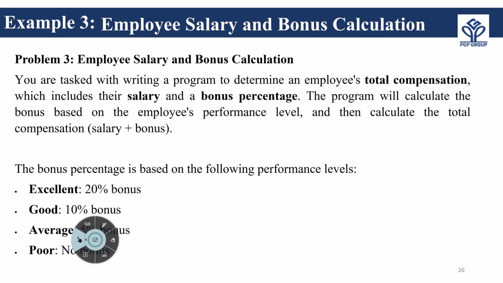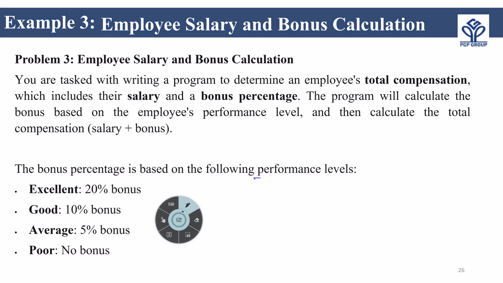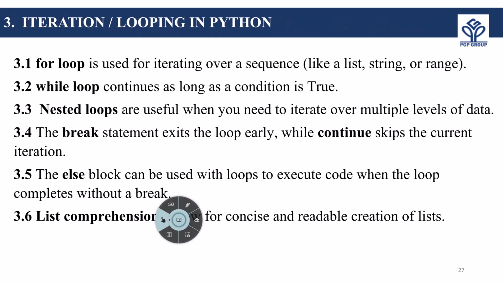The third example is employee salary and bonus calculation. Already we have the performance levels: excellent performance gets a set percentage bonus, good gets 10%, average gets 5% bonus, and poor performance gets no bonus credited. Clear? So the same methods we are using.